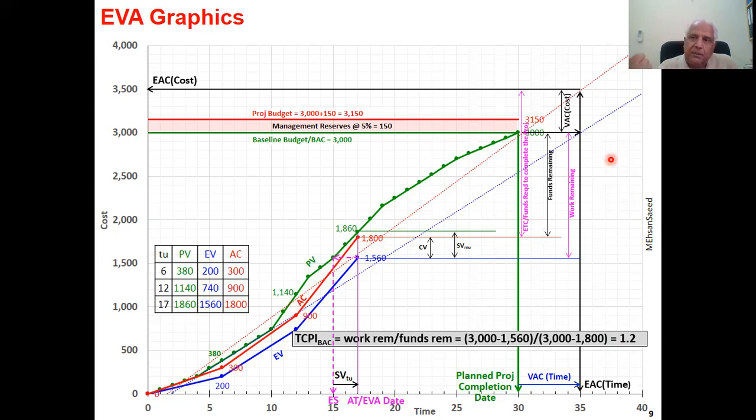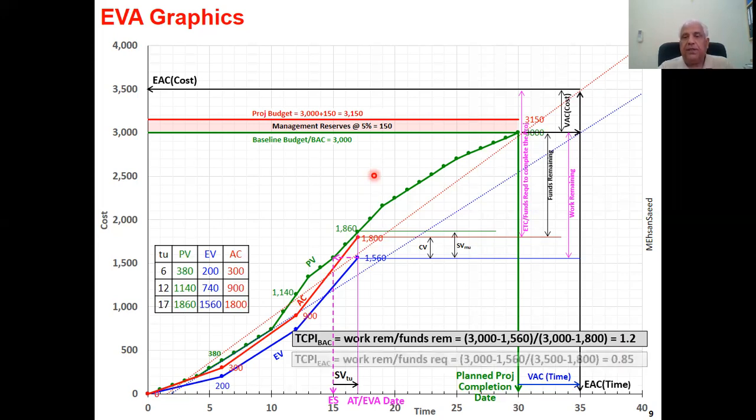So that gives another TCPI. Work remaining compared to additional funds allocated, or in other words, this thing over here, which is called estimate to complete or funds required. So when you make a comparison of work remaining with funds required, then it is a TCPI with respect to EAC, because now this is becoming the reference, not BAC, because you have been given this extra. So your TCPI EAC is a comparison of work remaining with the funds required.